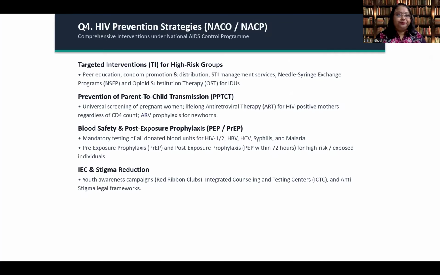Next, how to prevent? Discuss the different strategies of prevention. For that, you have to give targeted intervention for the high risk groups, prevention of parent to child transmission, blood safety and post exposure prophylaxis, and IEC and stigma reduction. Social stigma is to be reduced.